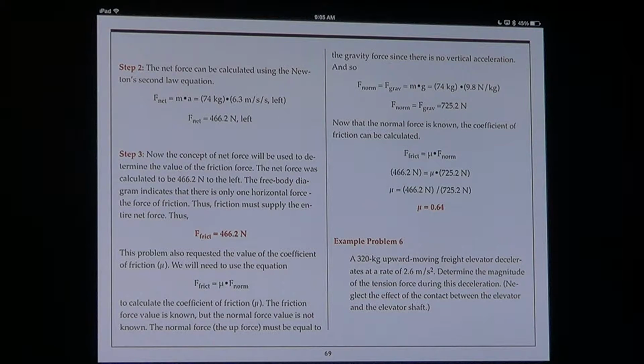So the description of the cat's motion would be that he's speeding up as he falls down through the air, and then after he hits the water, he remains at a constant velocity. Very good.